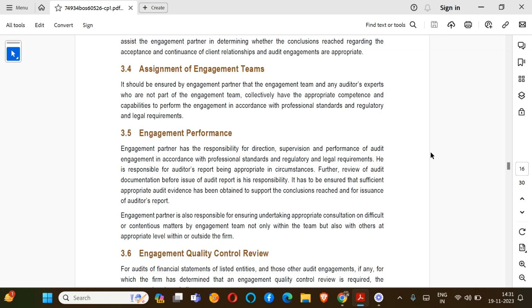Next is assignment of engagement team. Definitely we have to assign a particular engagement team. We studied in SQC 1 also that the engagement team has to be competent, they have to have experience, expertise, knowledge and skills with regards to the industry and also with the PRL requirements.